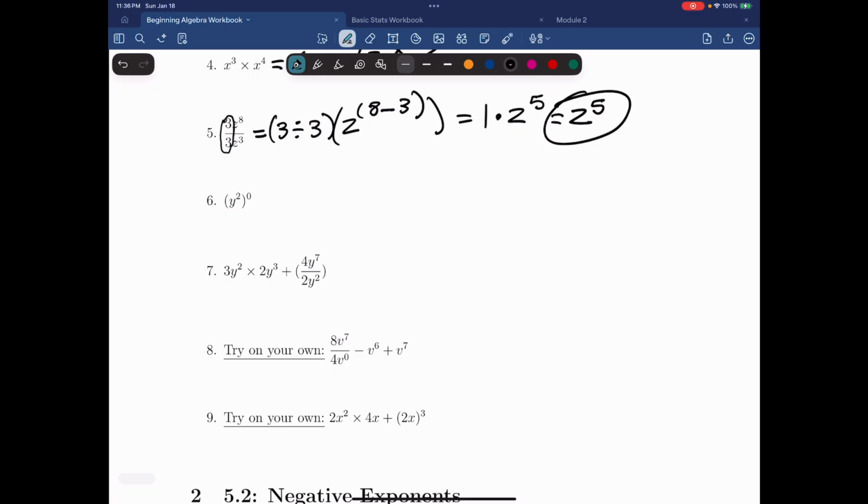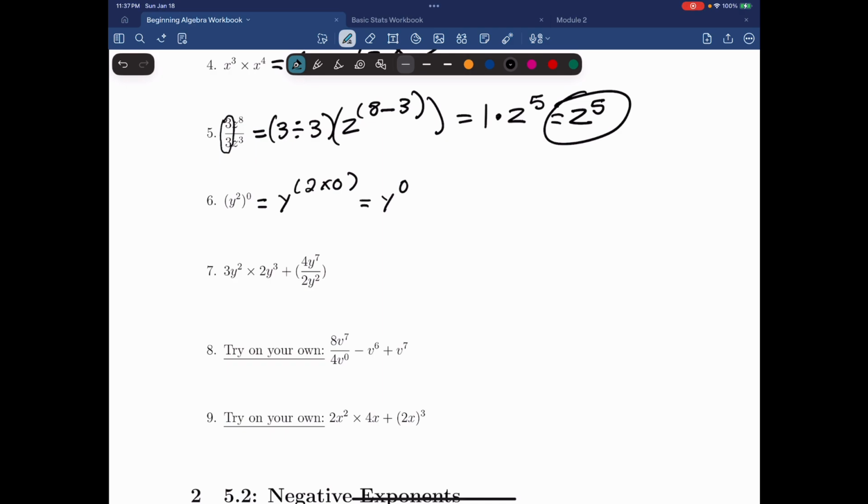Looking at example number 6, we have y squared all raised to the 0th power. So I encourage you to pause the video and try this one on your own. And assuming you've worked through this problem, let's go through this together. So recall, this problem is going to use that power rule where you multiply the exponents. So we're going to get y raised to 2 times 0. Well, 2 times 0 is just 0.